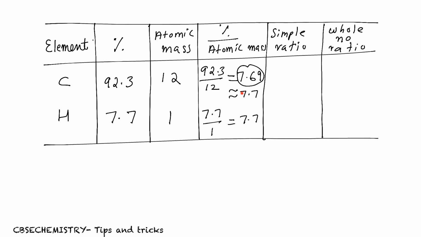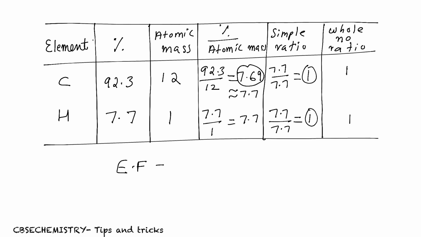So I choose 7.7 and divide both numbers with that. 7.7 divided by 7.7, here also 7.7 by 7.7. So what is that? It is already a whole number, so just copy it to the last column. And what is the empirical formula? It's very easy. C1H1, or you can say CH. So we got the answer of the first sub question, that means the empirical formula.